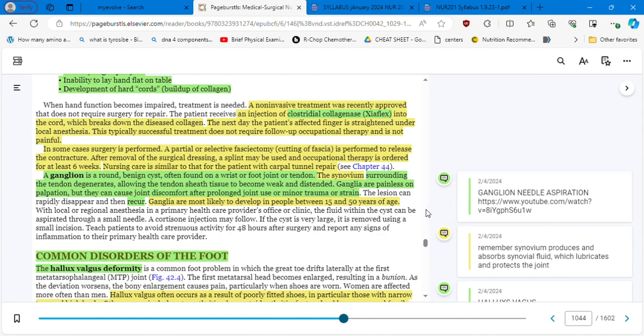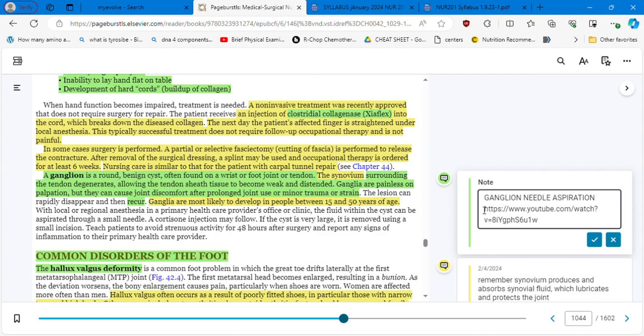It's a round, benign cyst often found on a wrist or foot joint or tendon. The synovium surrounding the tendon degenerates, allowing the tendon sheath tissue to become weak and distended. Ganglia are painless on palpation, but they can cause joint discomfort after prolonged joint use or minor trauma or strain. And this is more likely to develop in people between 15 and 50 years of age. So it's a broad spectrum of the population. So let's watch this video.